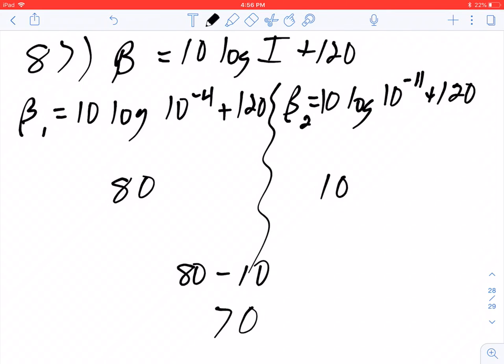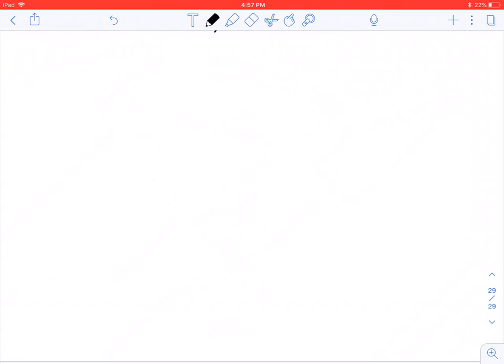Moving on to number 88. It says you and your roommate are playing your stereos at the same time at the same intensity. How much louder is the music when both stereos are playing compared to just one stereo? Now, logically, you would think, okay, if the intensity is twice as loud, then the decibel level is going to be twice as loud. But logarithms don't quite work that way. So let's take a look.